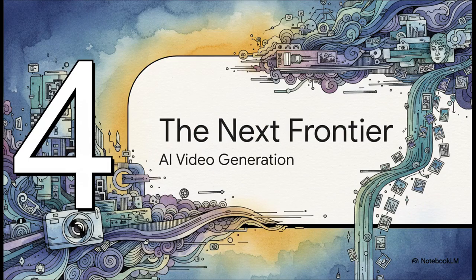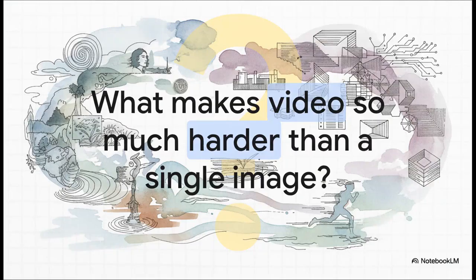Okay, so we've talked still images. Now let's pivot to what is truly the next frontier. AI-generated video. We're talking about creating entire moving scenes from just text. So you might be thinking, okay, we've got images down, how much harder can video be? Well, the answer is a lot harder. It is a massive technical leap, and it all boils down to one simple but incredibly difficult concept: consistency.